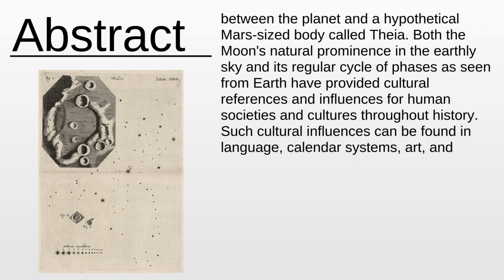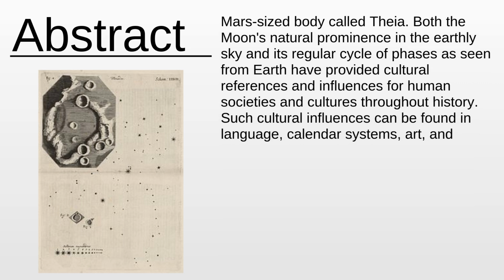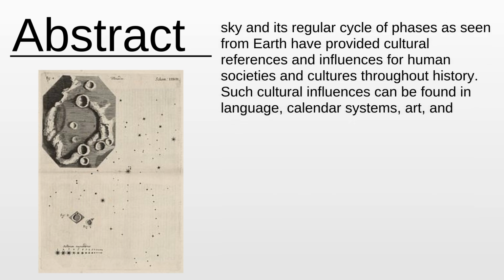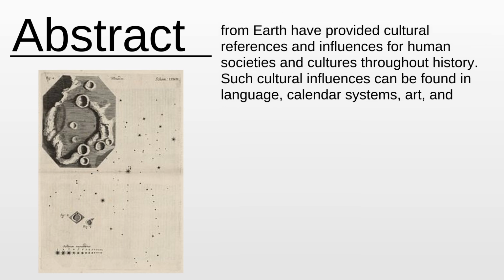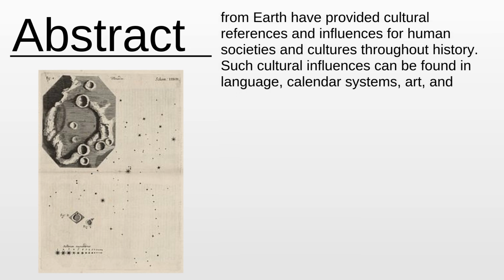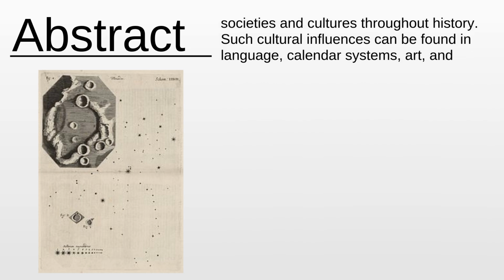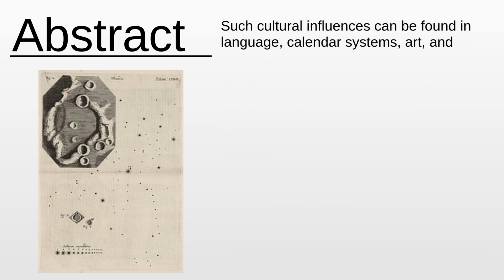called Theia. Both the Moon's natural prominence in the earthly sky and its regular cycle of phases as seen from Earth have provided cultural references and influences for human societies and cultures throughout history. Such cultural influences can be found in language, calendar systems, art, and mythology.